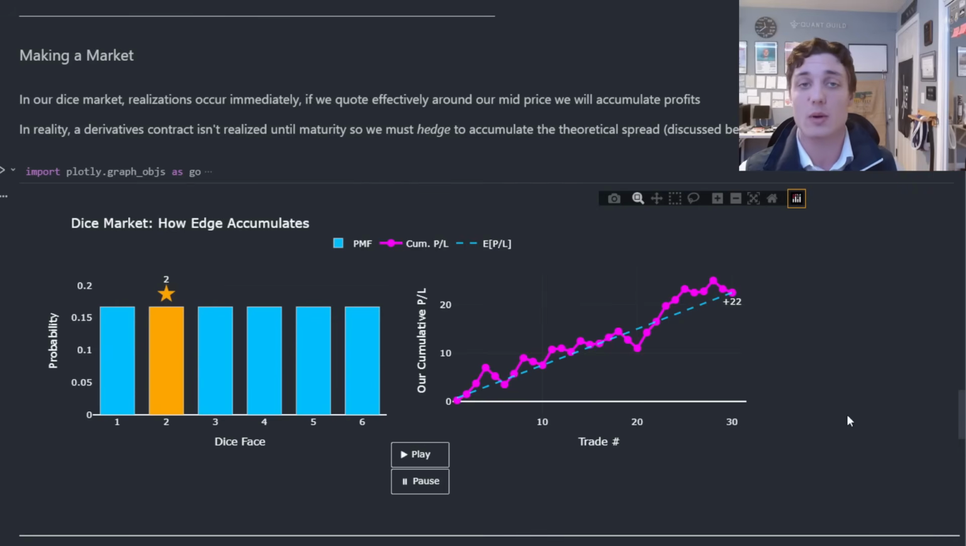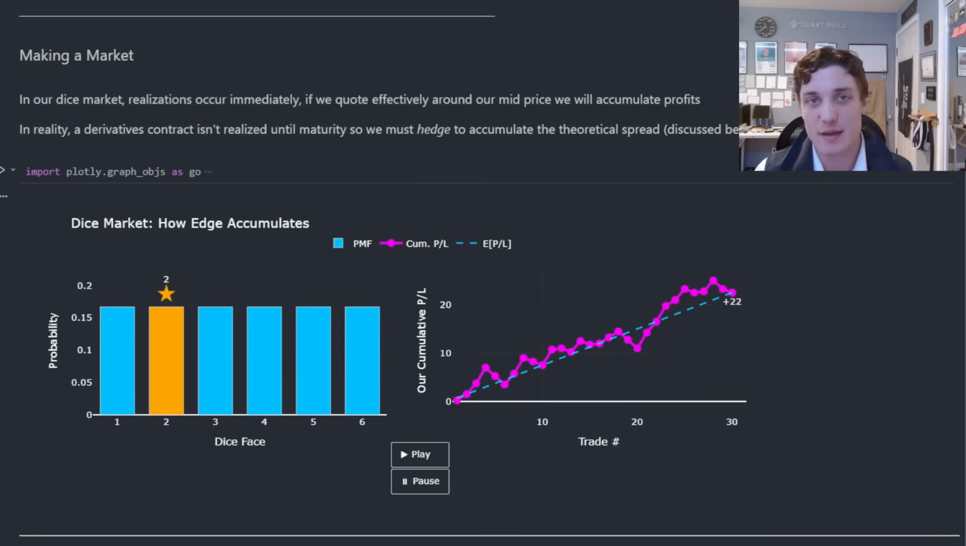Keep in mind, you are not without risk as a market maker. You are just subject to different risks. So we understand now the idea of making a market for a dice. We find this mid price, quote a spread around it that is of a reasonable size, and we can then accumulate this wealth over a series of trades.